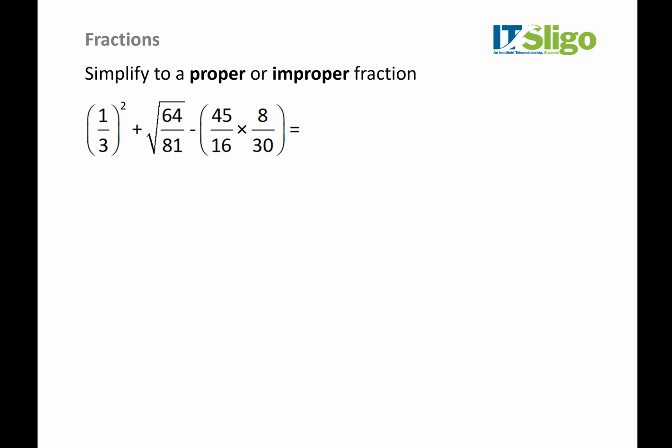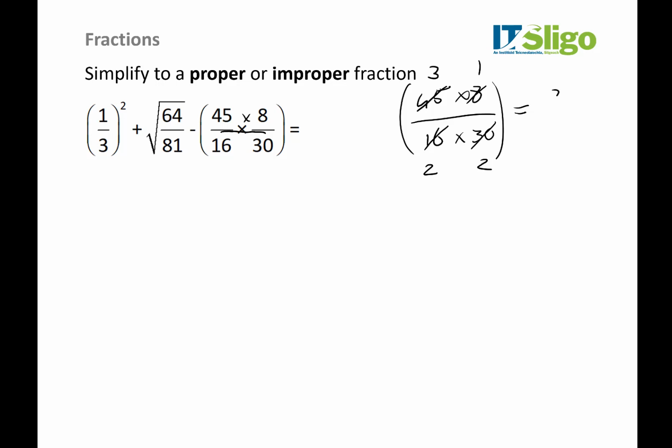Now, one way is to go 45 by 8, 16 by 30, and you can multiply those out, guys, but again, you're ignoring what I'm trying to teach you all the time. So here, this bracket, guys, look for cancellation. 15 will go into the top 3 times, 15 will go into the bottom twice. 8 will go into the bottom twice, 8 will go into there once. So that bracket, guys, if you cancel without doing anything too hard, you get 3/4.